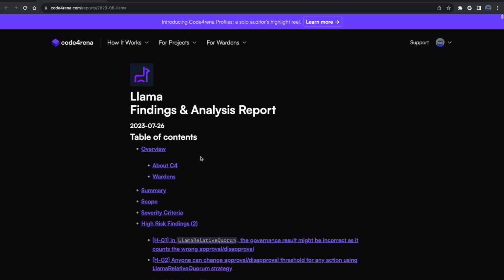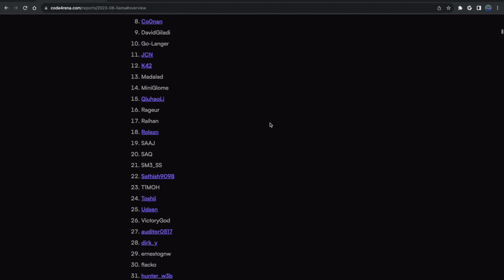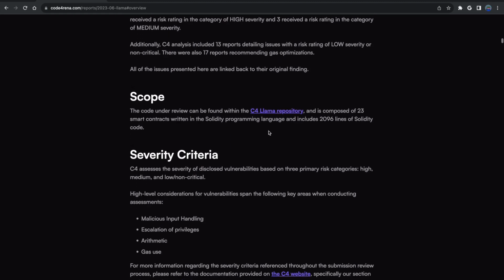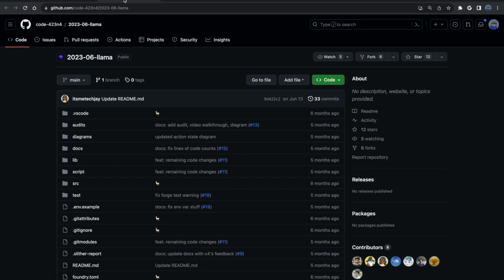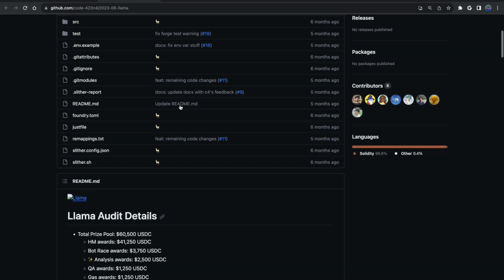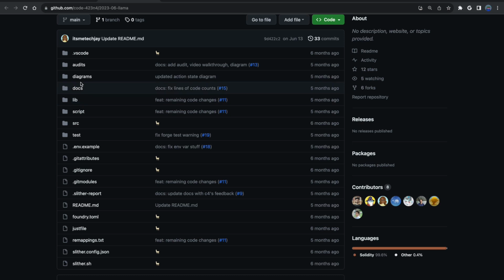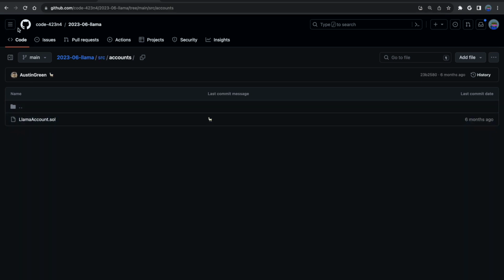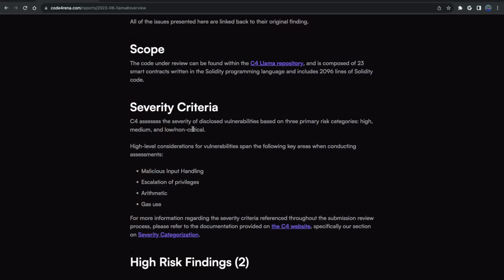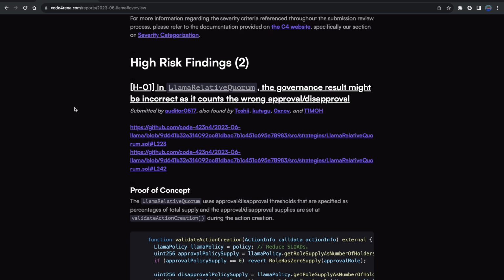And we are on Code4rena, so this is how they structure their reports. We don't really have to go through the overview and the wardens that were part of this. Maybe the scope would be good. I don't know if this is still going to be shown, but okay. Interesting to see what this scope was all about and maybe what contracts were even audited in this. Yep, okay. Cool. So let's go back and take a look at these findings.